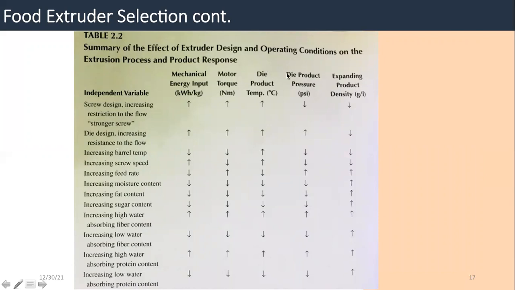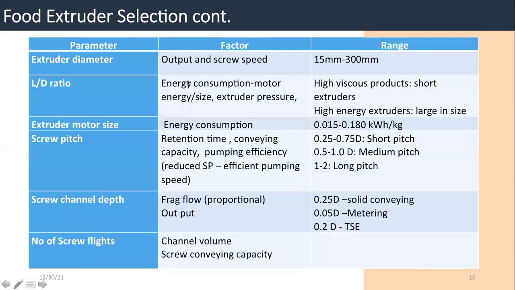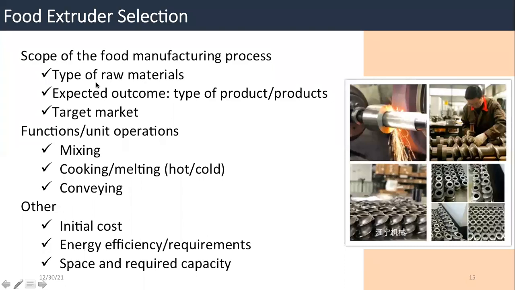On how to select extruders, here you can also see the diagram. I have obtained this diagram from a book. It is very important to identify and study these parameters before purchasing. You can see mechanical energy input. Likewise, there are several characteristics which are important in extrusion. So before making the decision, you need to study the process. I hope those things are clear.